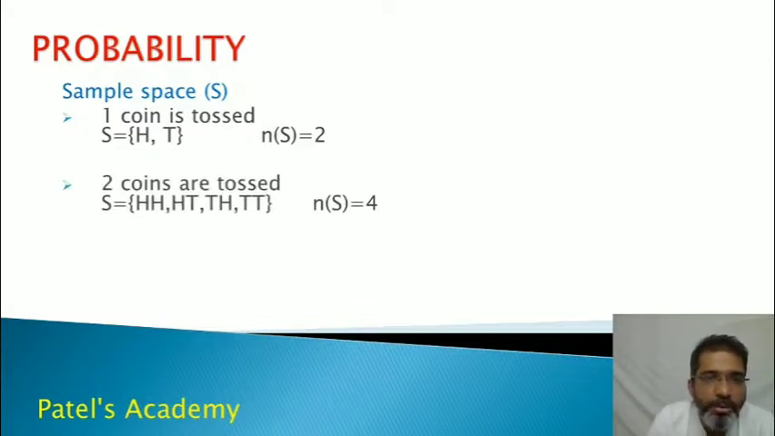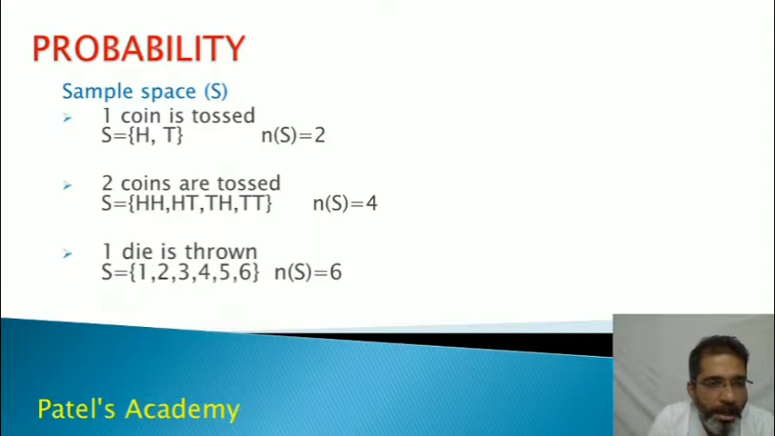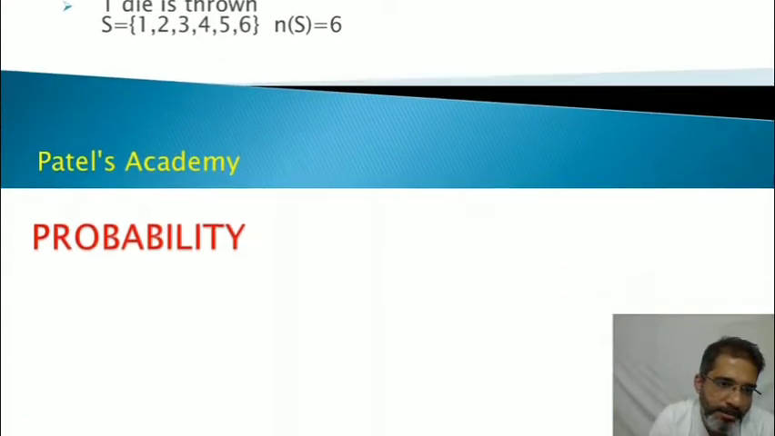Next example, two coins are tossed. We know that there are a total of 4 outcomes. So n(S) is going to be 4. A die is thrown, total 6 outcomes. So n(S) equals 6.